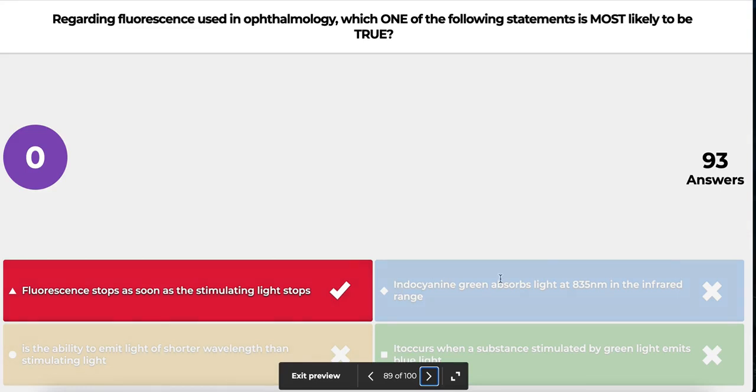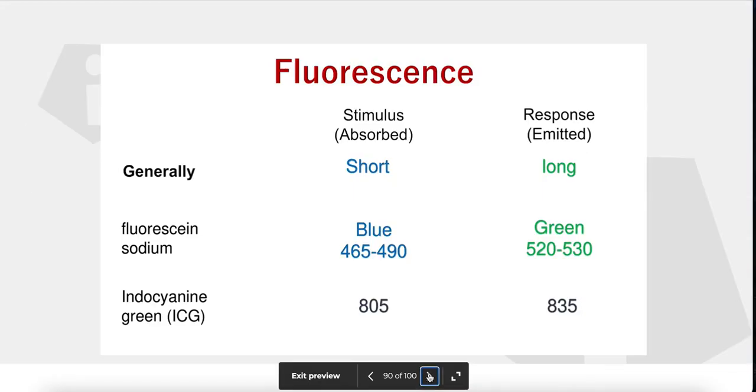The indocyanine green absorbs light of 805 nanometer in the infrared range and emits 835 nanometer. So this is the emitted light, not the absorbed light. Fluorescence is the ability to emit light of longer wavelength than the stimulating light, and it occurs when substances stimulated by blue light emit green light. So I made this table to make it easier for you to remember.